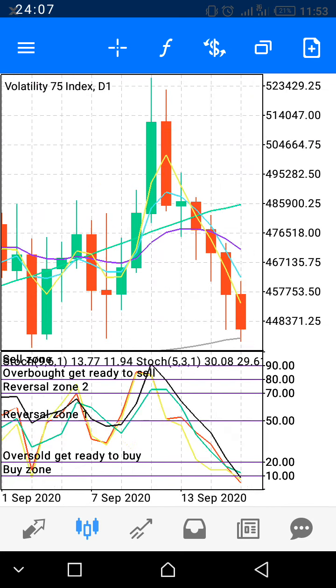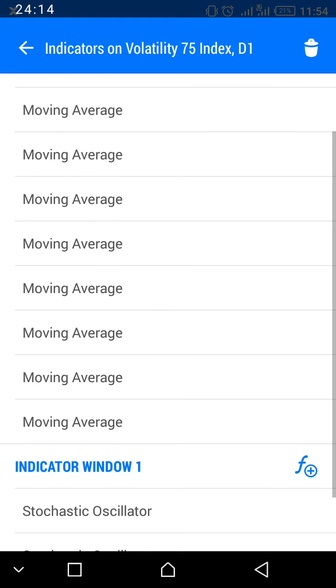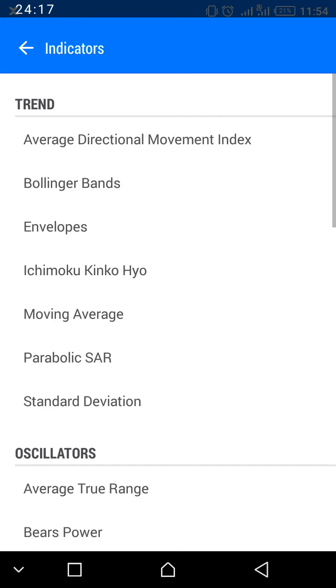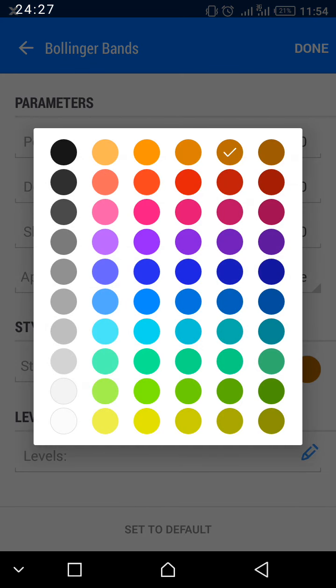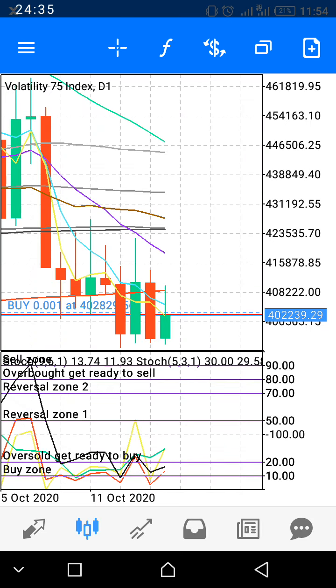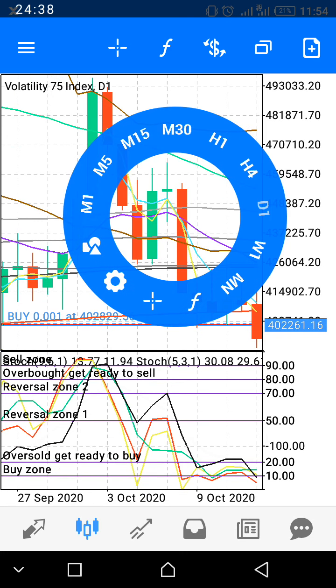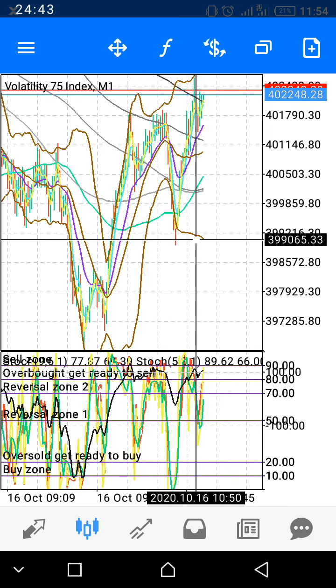So then finally, on the main chart, you have to add the Bollinger Band. You click on the main chart, you press F plus, then click on trends, you put Bollinger. You click on Bollinger. You just change the color to any color you like. I use the dark brown. First row, 7th column, then click on done. Then voila, this is the Bollinger Band.